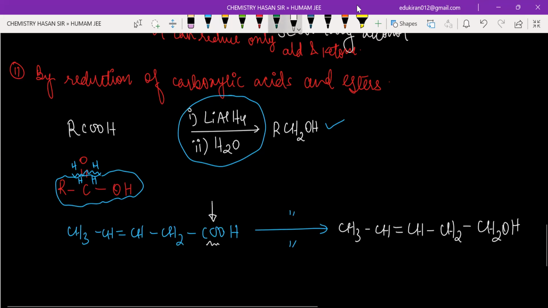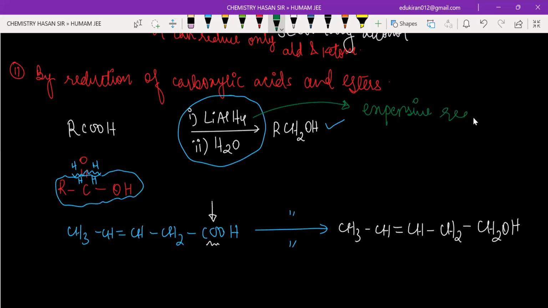Okay, but we cannot use this regularly because lithium aluminum hydride is a very expensive reagent. So its alternate is basically first carboxylic acid will be converted into ester with the help of alcohol in the presence of acid, and then that ester with the help of hydrogen in the presence of catalyst will be converted into alcohol. Please do write.